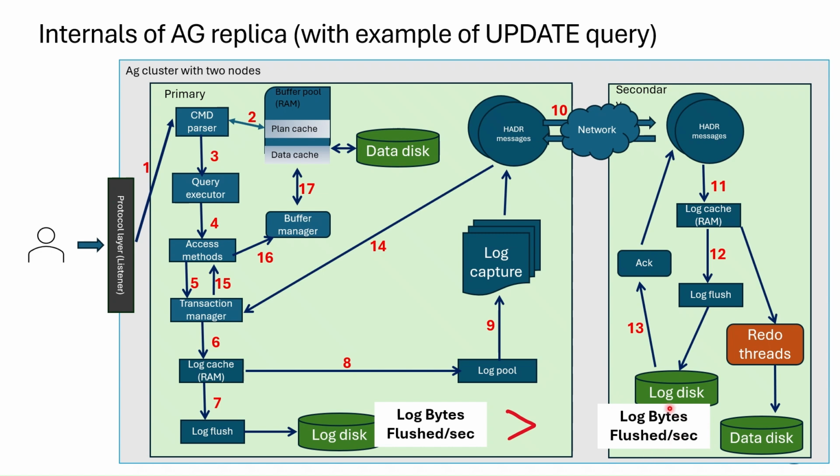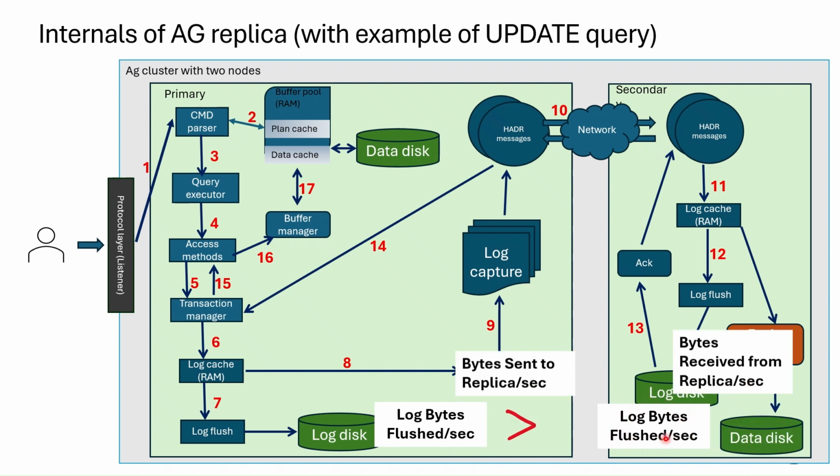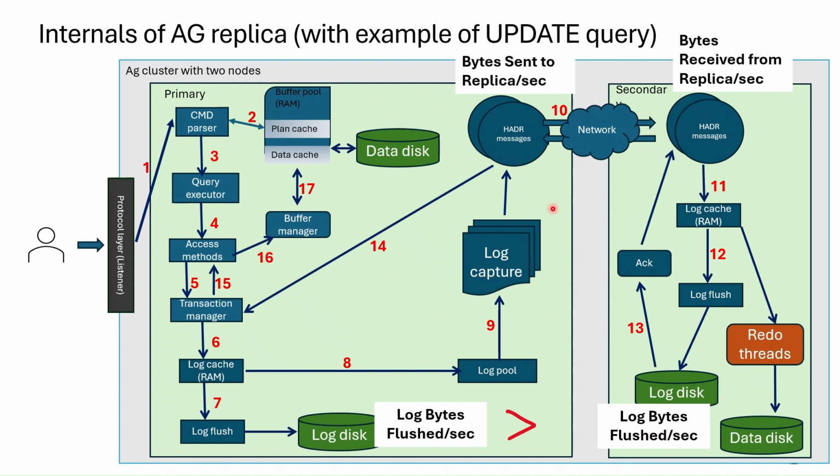If flushing per second in the secondary is lower than flushing per second in the primary, synchronization latency happens due to slow disk performance in the secondary. The second important metric is bytes sent to replica per second and bytes received from replica per second. These metrics represent the volume of data being sent and received through the network. Bytes sent and received should be very close to each other. If there is a lag, this indicates network latency, which increases synchronization latency.